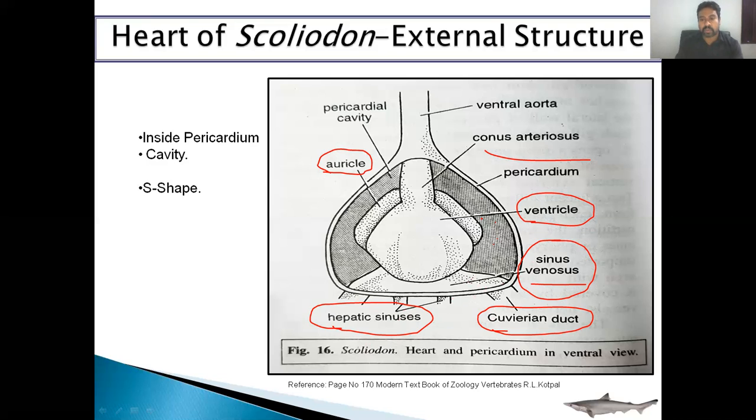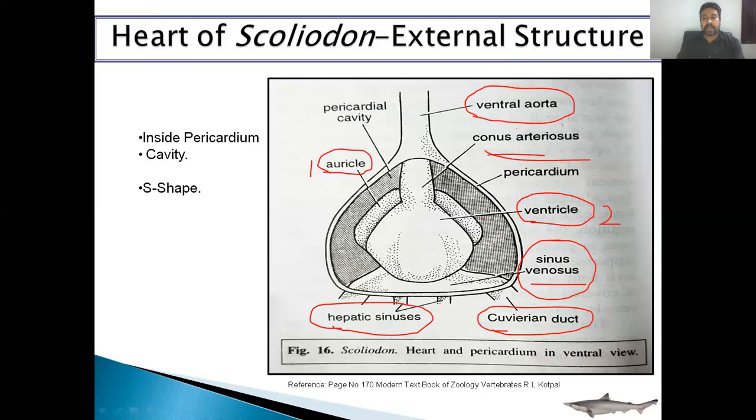And then this sinus venosus opens to the second chamber, which is a primary chamber, the auricle. And this auricle opens to the ventricle. This is the second primary chamber of the heart. And then this ventricle opens to the conus arteriosus, which is the accessory chamber. And then this conus arteriosus extends in the form of the ventral aorta to supply blood to the gills for the purpose of oxygenation. So the heart of Scoliodon is called a venous heart because it receives only venous blood, and it sends blood to the gills for oxygenation with the help of the ventral aorta.